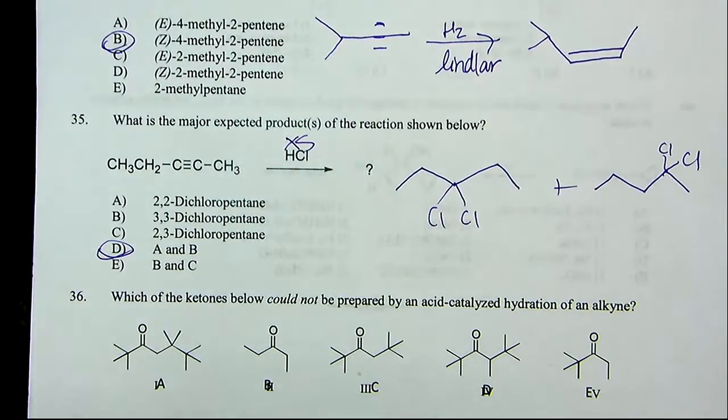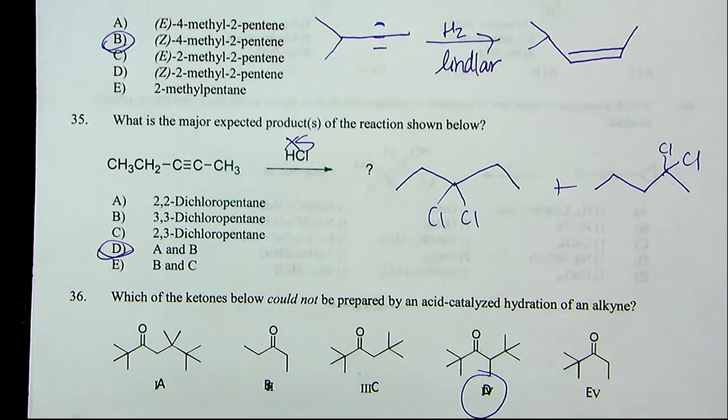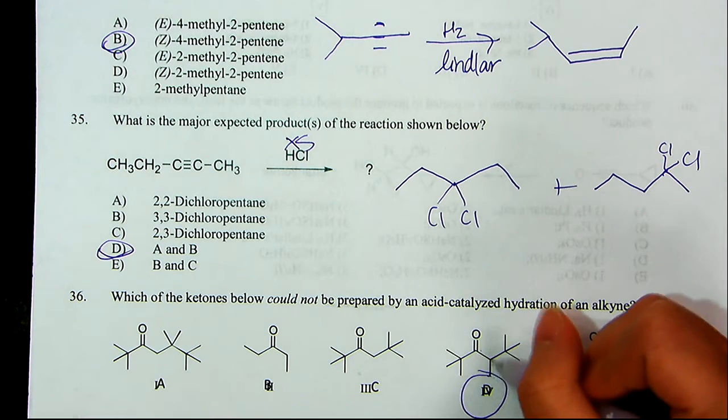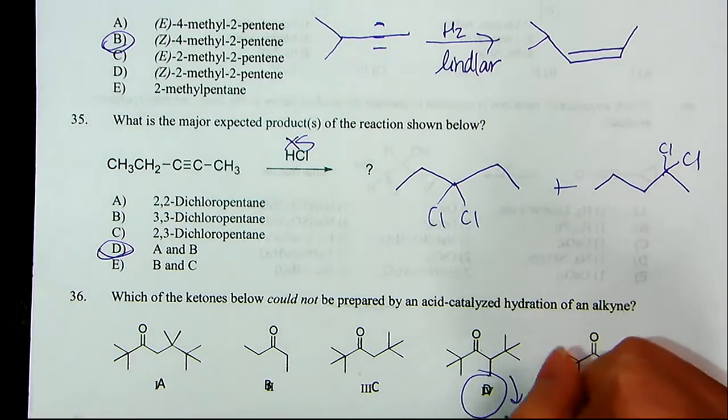It would be D because they form a triple bond there. You can't form a triple bond at that position because you would have 5 bonds on this carbon. Cannot form a triple bond there.